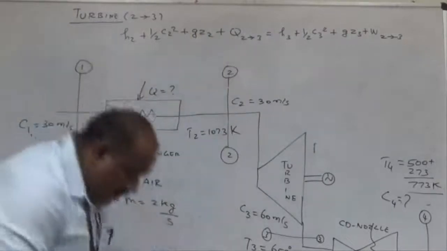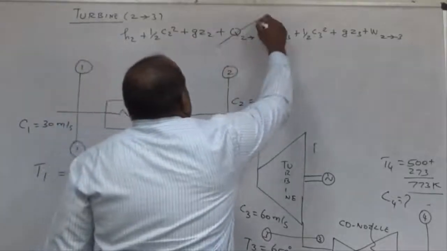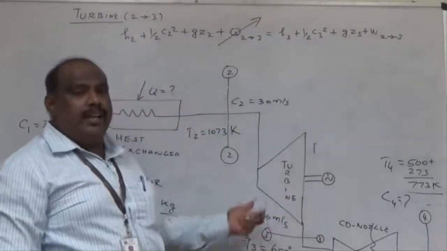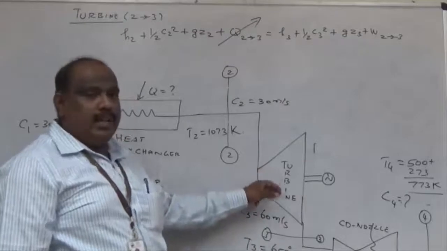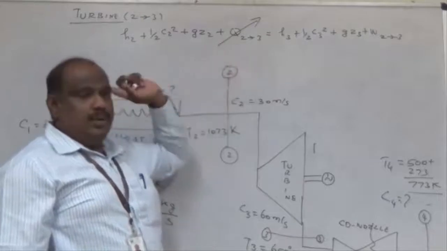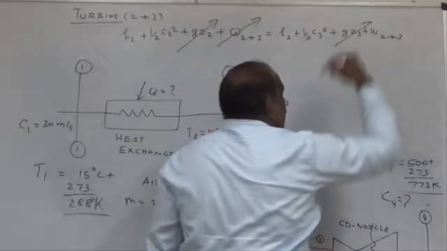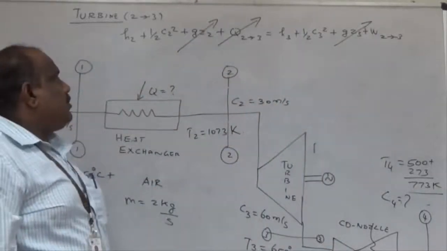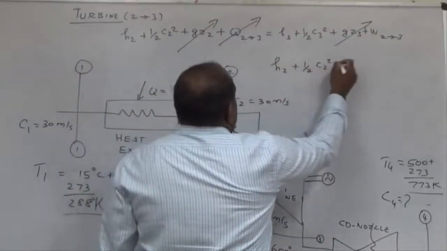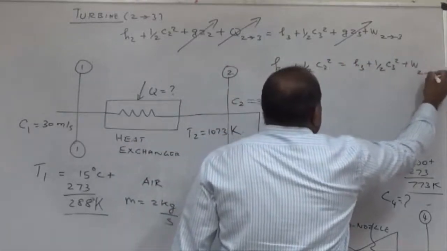What about the heat transfer? There is no heat loss from the turbine to the surroundings. If there is no data given in the problem, we can assume the heat loss of the turbine to surroundings is nil, or it's adiabatic, or perfectly insulated. So Q 2 to 3 is 0. What about Z2 and Z3? They have not given any data, so we can assume Z2 equal to Z3. So the final expression is H2 plus half C2 squared equal to H3 plus half C3 squared plus W 2 to 3.